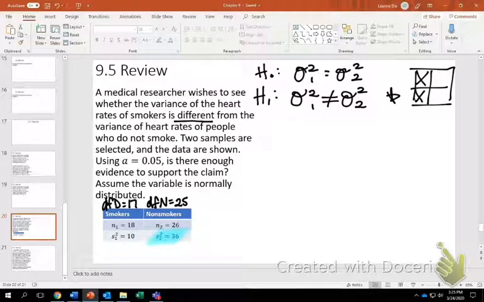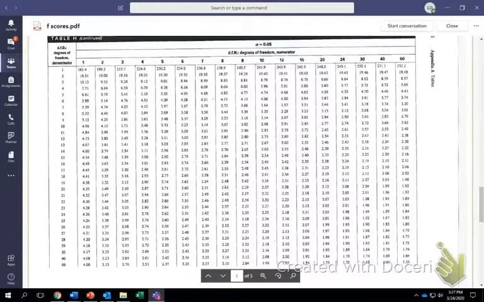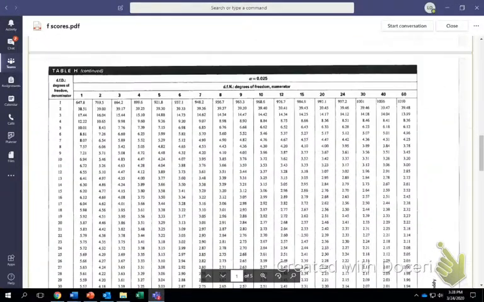Now I can go ahead and find my critical value, which is based on an alpha. Take my 0.05. It's a two-tail, so I'm going to divide it by 2, 0.025. And again, my degrees of freedom of the numerator is 25, and the degrees of freedom of the denominator is 17. So I'm going to go to my table. All right, here is my table. I am not on the right alpha, so let me scroll up. Now I am.